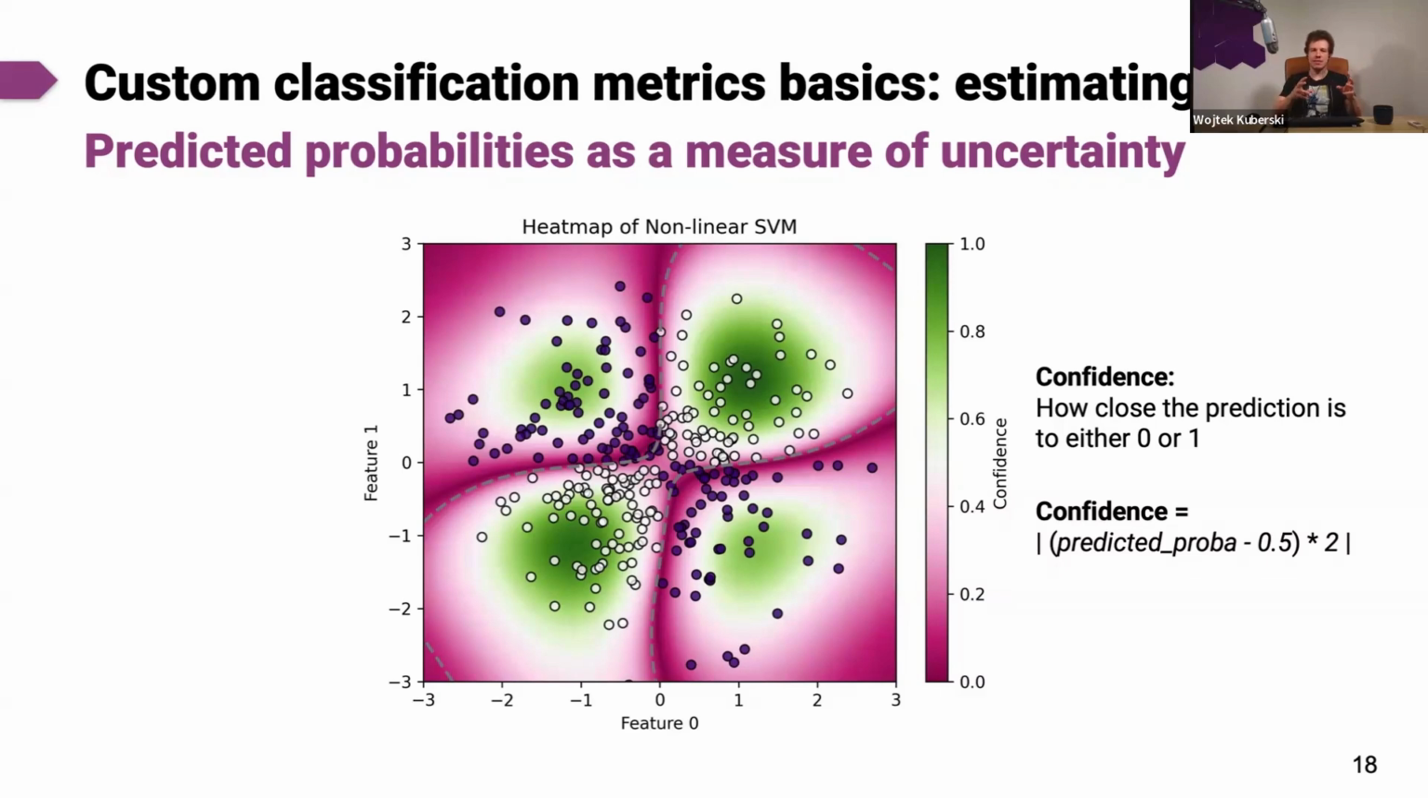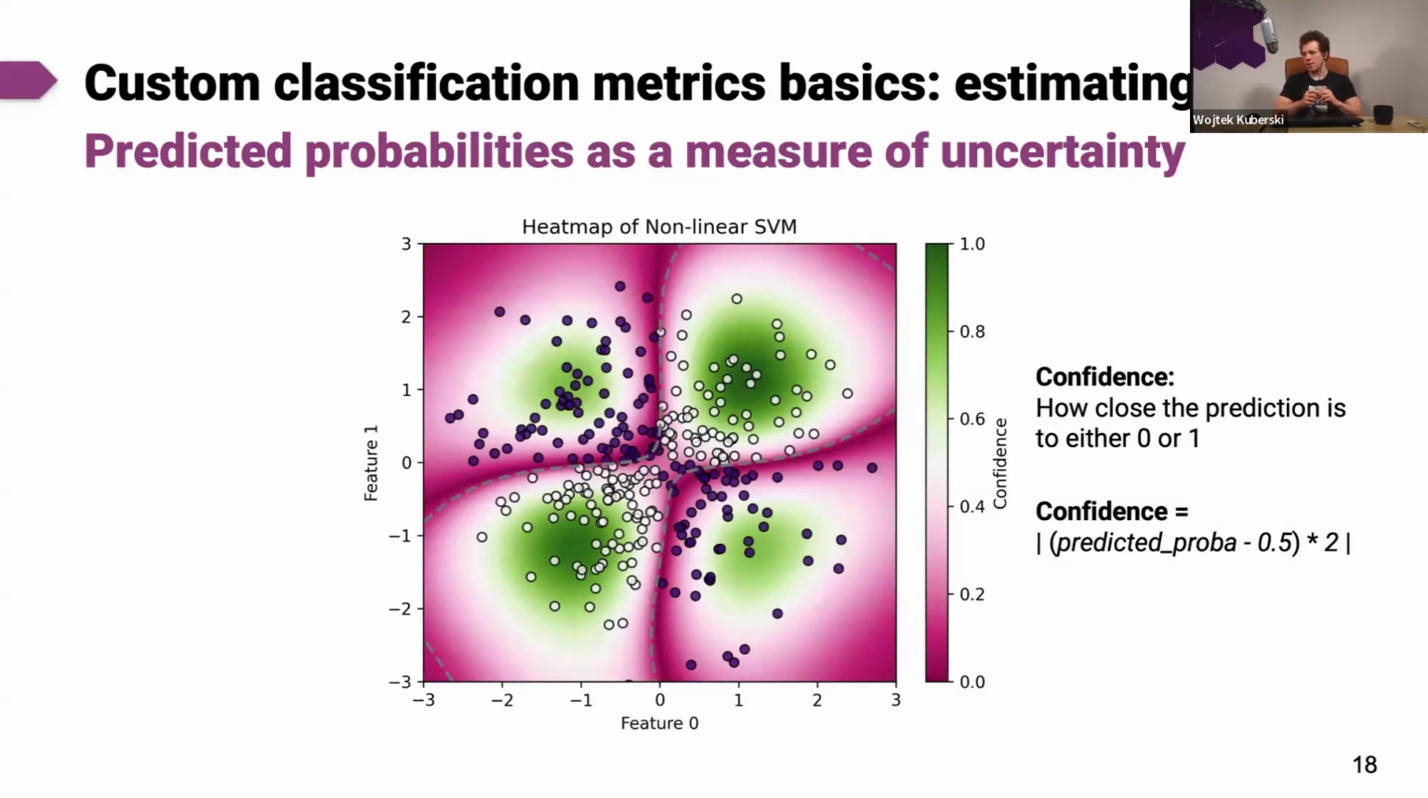So if a model is very confidently predicting that a data point is going to be a positive class or a negative class, then I'm going to say it's very confident and the prediction is close to 1. If the model prediction is close to 0.5, then we're going to say that the model is not confident, and we're going to assign the confidence score of 0 to it.